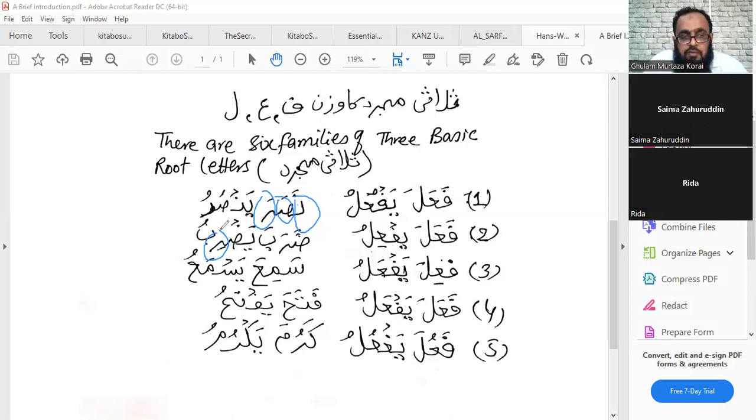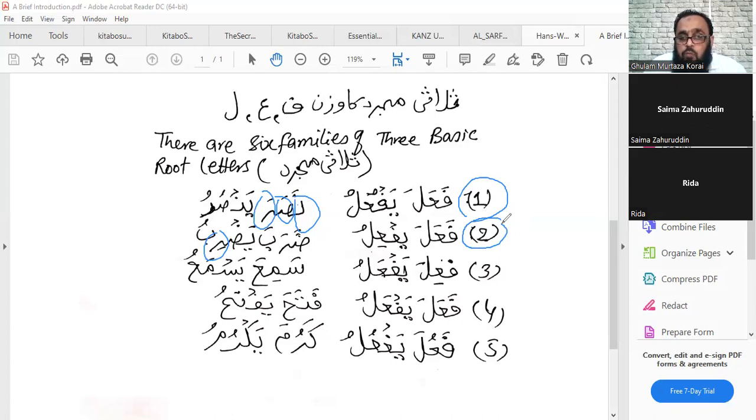And in the third family, one more thing: the books I have shared with you, like Safwat al-Masadir, you will be getting more stems, meaning more words. Those words are related with family number one, and the words related with family number two. I'll also discuss that with you and show you that as well. Then you can definitely go for more practice.